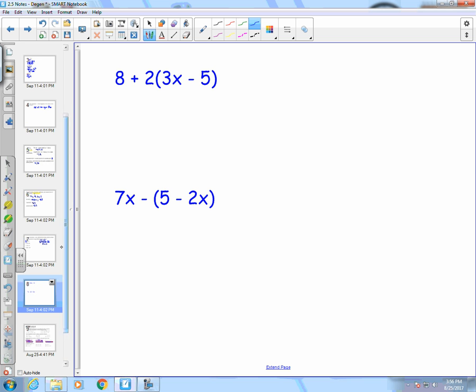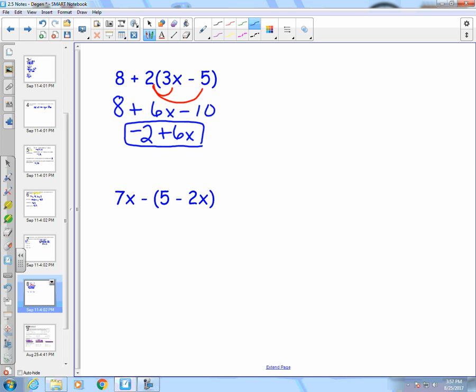Let's try a couple more. When you look at the problem 8 plus 2 times the quantity 3x minus 5, some students' first thought is to add the 8 and the 2 together. You may not do that. Your first thing is to get rid of the grouping symbols. So you need to distribute the 2 inside the parentheses first. So it's 8 plus 6x minus 10. And now we get to add like terms together. 8 and negative 10 gives us a negative 2 plus 6x. And there is our final expression.